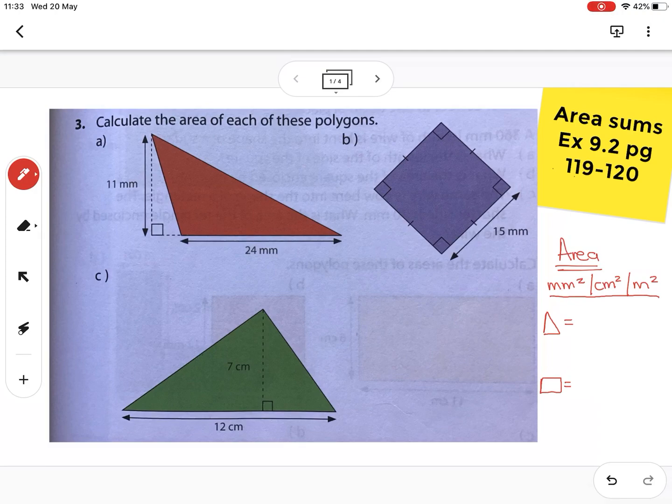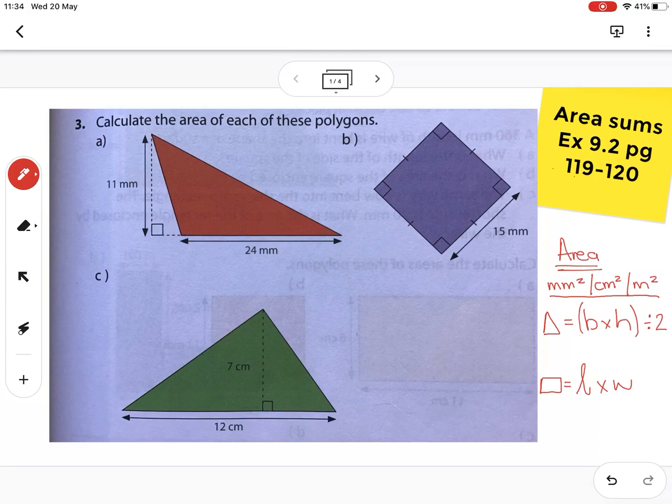Next, what you need to know by now is that to work out the area of a rectangle, you do length times width, or you could say length times breadth. And to work out the area of a triangle, you do base times height, and you divide that by 2. You'll also see the formula sometimes being written as half base times height. That works out exactly the same, but we will stick to base times height divided by 2 to keep it simple. Right, so let's look at these few examples.